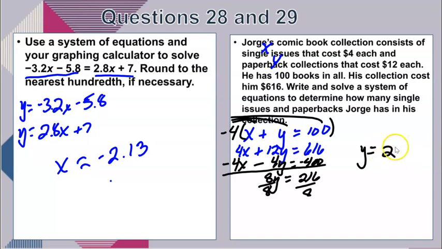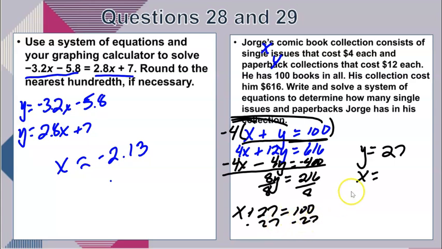So that means we have 27 paperback books, and our x, I'm going to put it up in this top one here. So what is our x when our y is 27 and they have to add up to a total of 100? So I just have to subtract 27 on both sides, and x would give us 73. So we would have 73 single issues and 27 paperback collections.